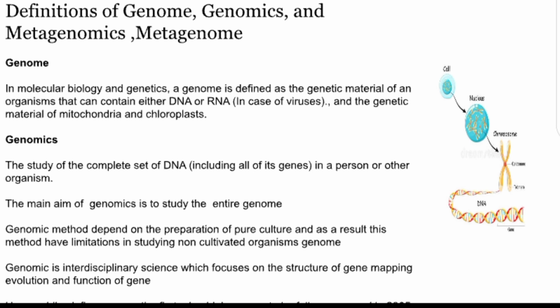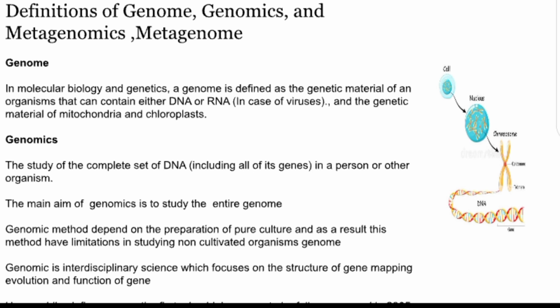So, in molecular biology and genetics, a genome is defined as the genetic material of an organism that contains either DNA or RNA, and the genetic material of mitochondria and chloroplast. In simple words, genome is the genetic material of a particular organism, either DNA or RNA. This is called a genome.